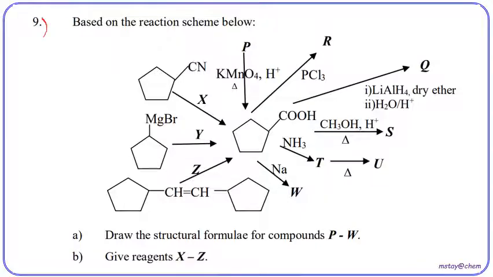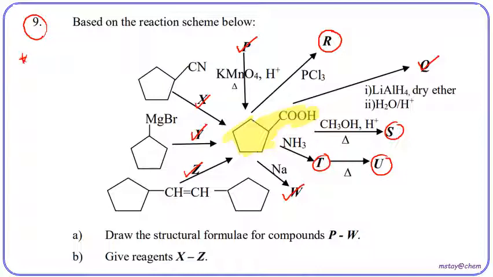Okay, now we continue with question number 9. This is the reagent, the carboxylic acid that we focus on in this question. In the previous video, we already discussed this question. We already identified X, Y, Z. We know the P, we know the Q, and we know the W. So now we are going to continue with R, S, T, and U. Again, R, S, T, and U are trying to relate to the topic of carboxylic acid derivatives. Okay, so we start from the R.